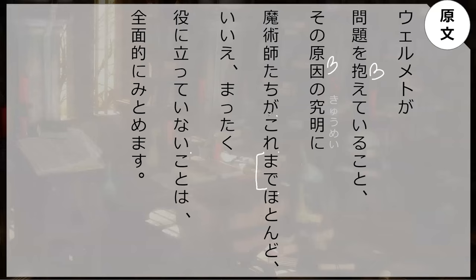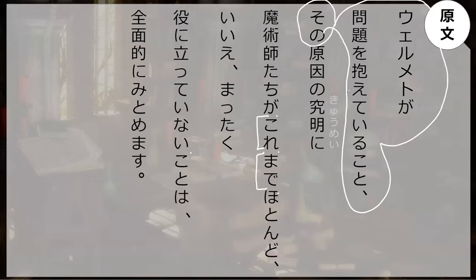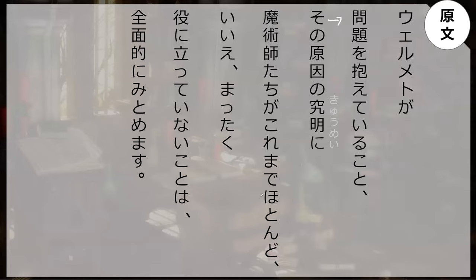Okay, so Wermet is burdened with... What is he burdened with? So this is basically a subjective clause describing this koto. The thing I'm talking about here, this koto, is the fact or situation of Wermet being burdened with a problem. The cause, その原因の究明に, towards the investigation of that cause. So the sono is referring to the mondai o. Oh, it's referring to the koto. Yeah, referring to the koto.